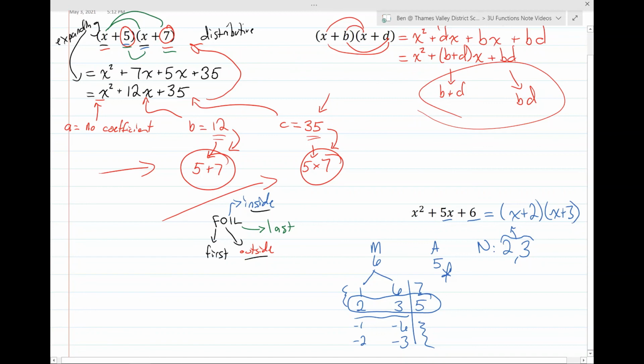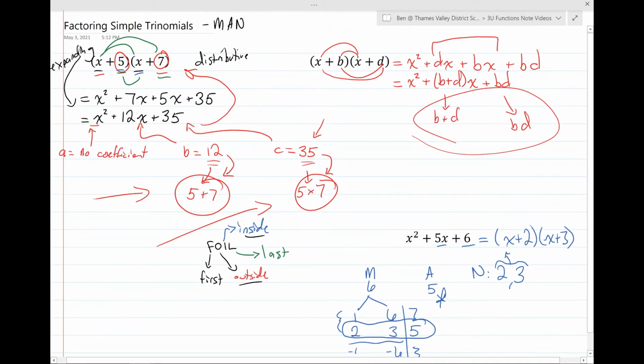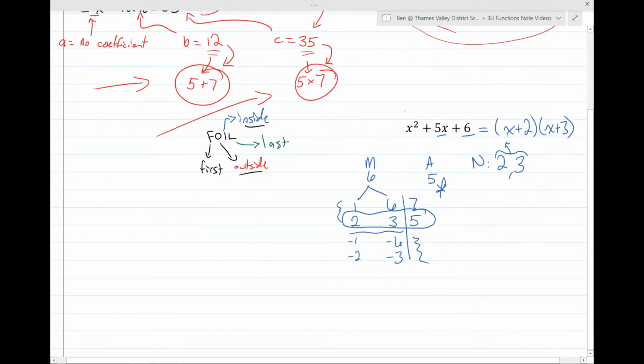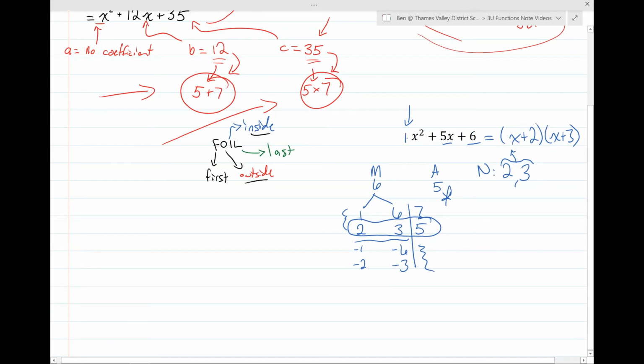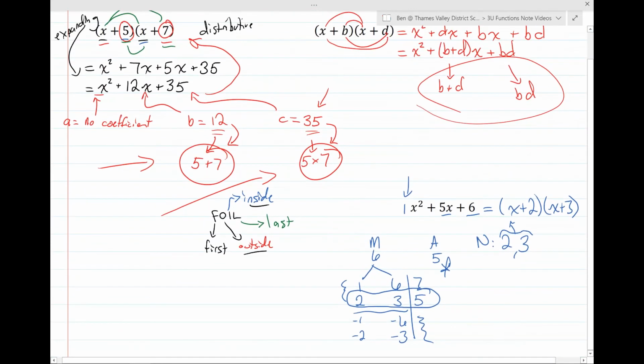Now, things to consider here. This factoring method only works for what are called simple trinomials. A simple trinomial is a trinomial that has a coefficient of 1 in front of this first term here. So it will not work if there's anything other than a 1 here. You need to do a more complicated strategy if it's what's called a complex trinomial. So this can be used to factor these.